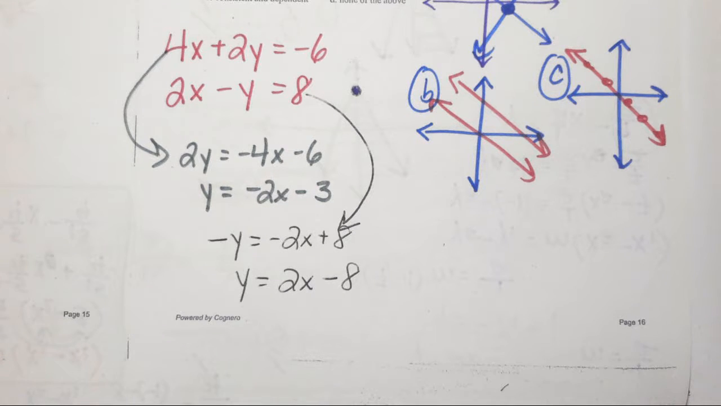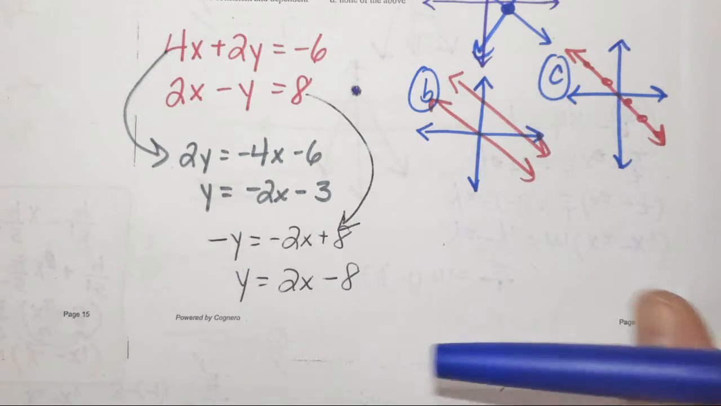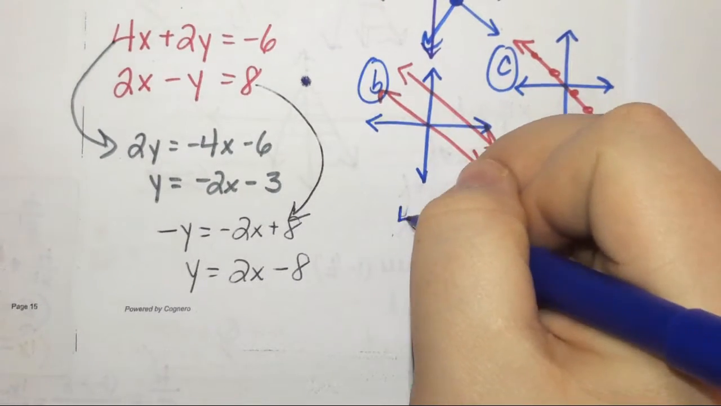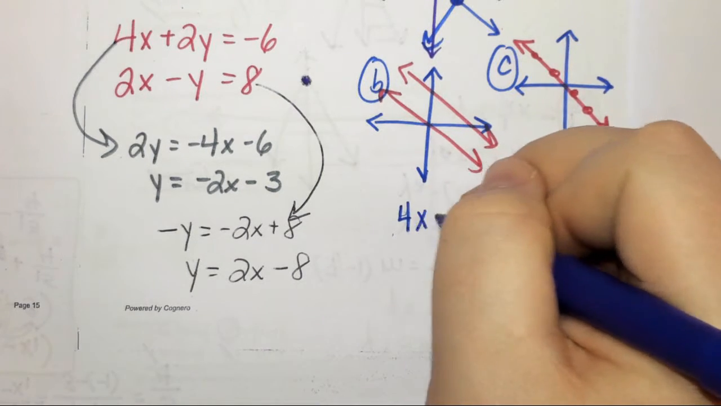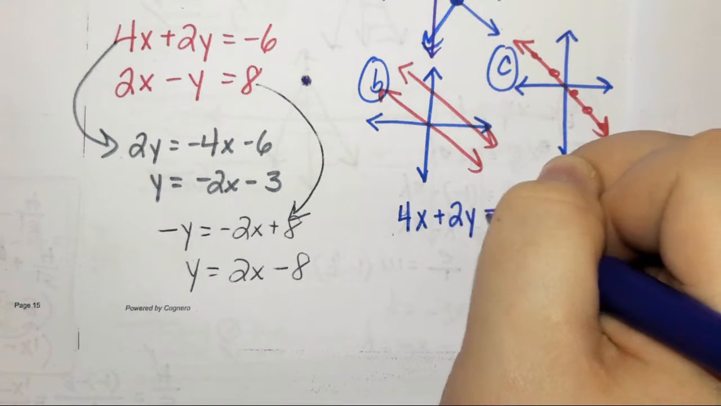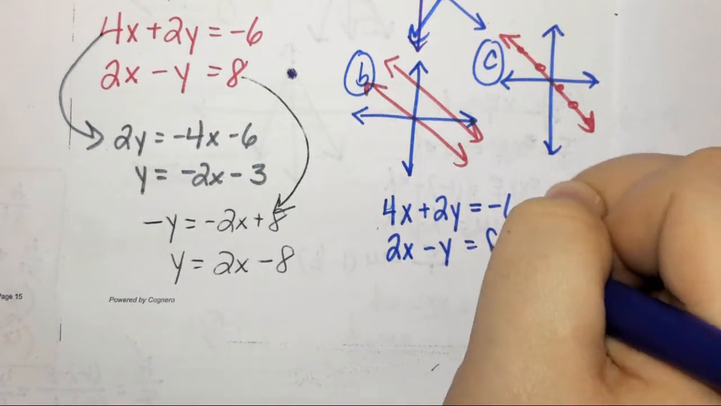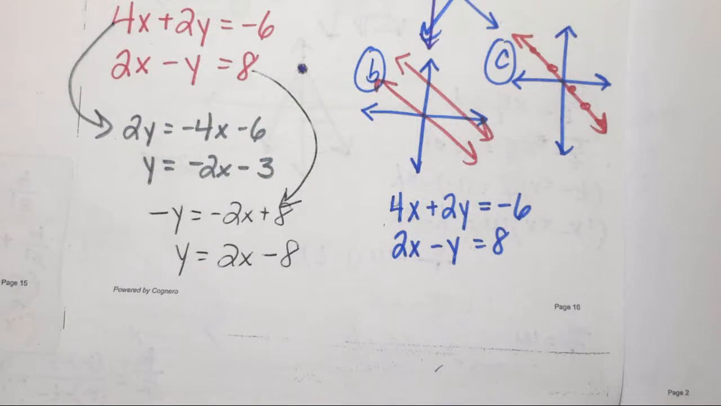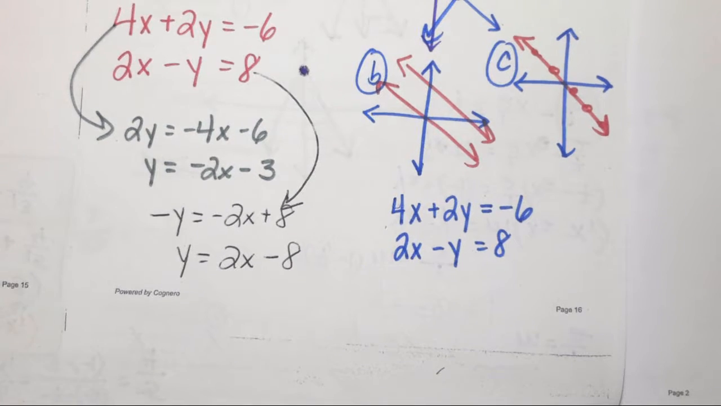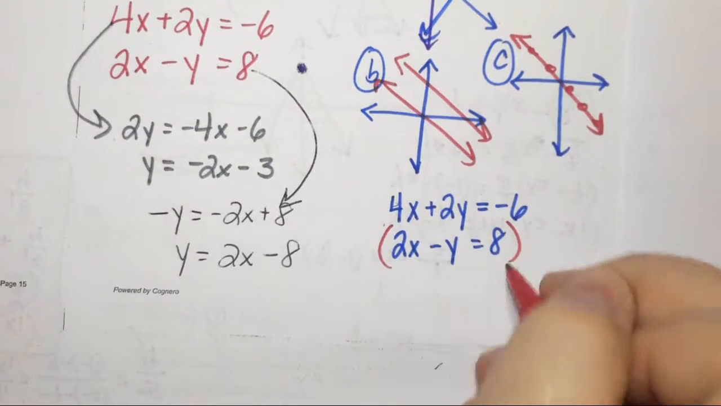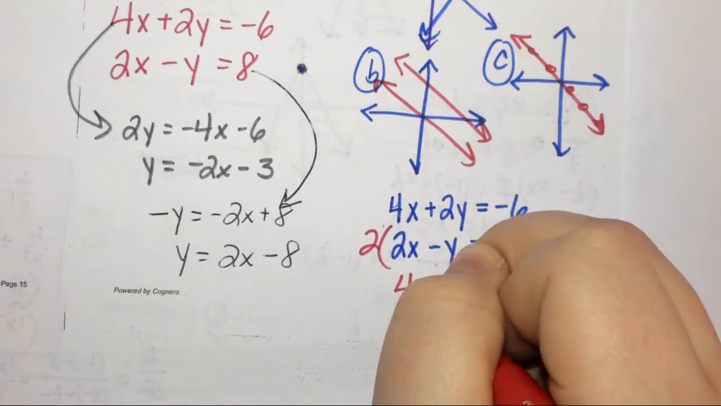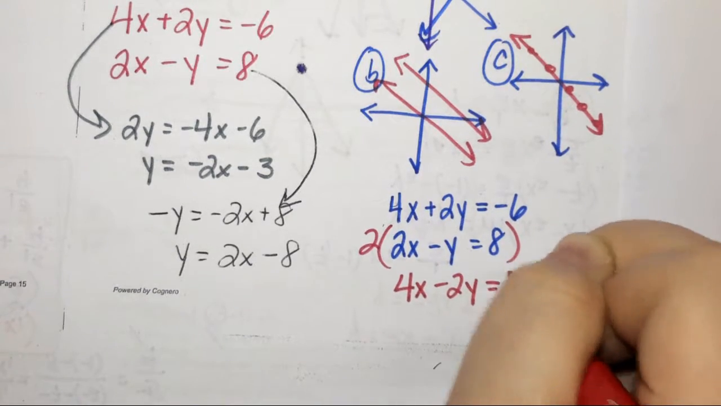And when I don't know what to do with systems, do I put them in this form, graph them, and then look at the graphs? Absolutely. But there were cheat ways to solve things a little faster. And I told you if you recognized it, it was okay if you put that answer immediately. I noticed to begin with, 4x plus 2y equals negative 6, 2x minus y equals 8. If I multiply that bottom line by 2, then it would be 4x minus 2y equals 16.